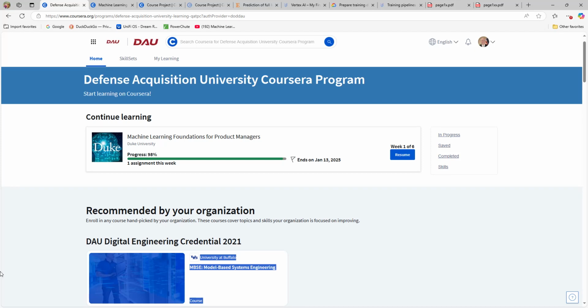This is the machine learning foundations for product managers project report from Curtis Conkey, December 2024.